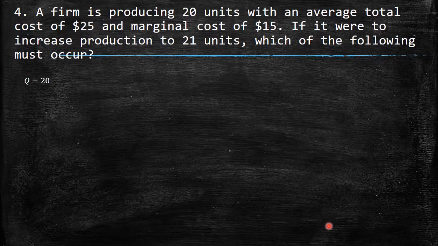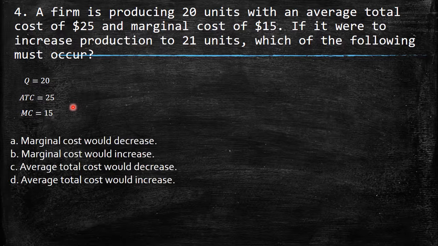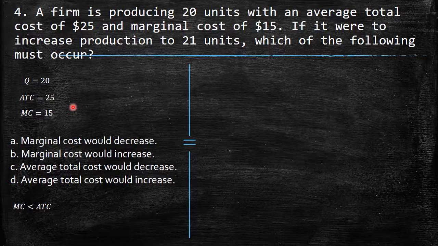So here, how I understood and how I interpret this question was in the same way. So here we have the quantity produced is going to be 20, then the average total cost is going to be 25, and the marginal cost is 15. Then we have these options. How can we proceed to understand that?